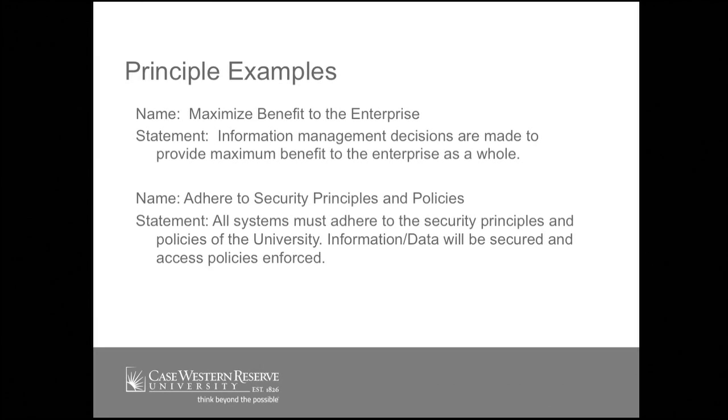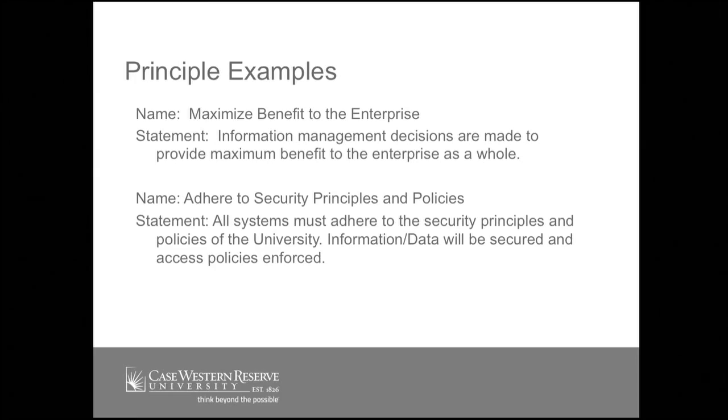The first one here is to maximize the benefit of the enterprise, and that's the name of the principle. The statement is: information management decisions are made to provide maximum benefit to the enterprise as a whole. There are assumptions that you'd make, well, of course management decisions are going to benefit the enterprise as a whole. But what it does is it allows you to write these things down and make sure the assumptions are on paper, so that people are setting expectations about what the enterprise looks like.